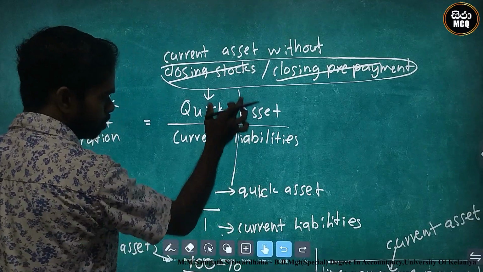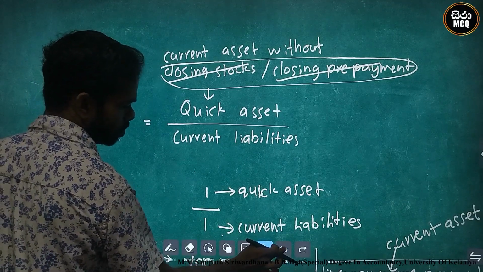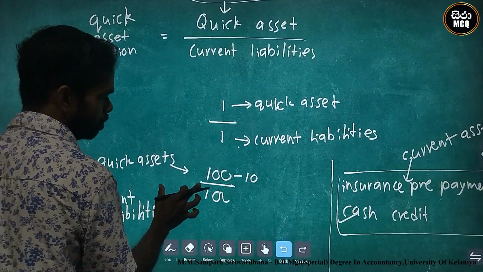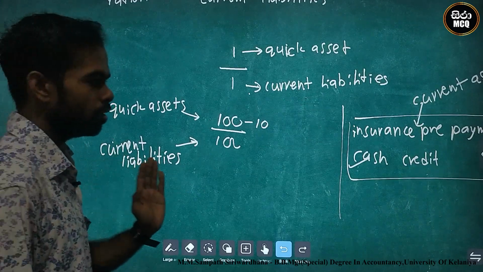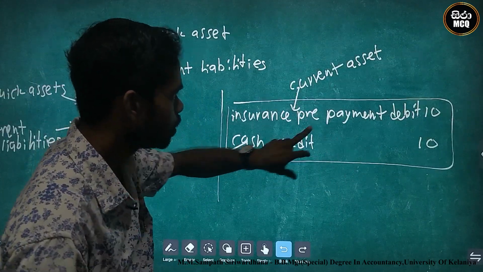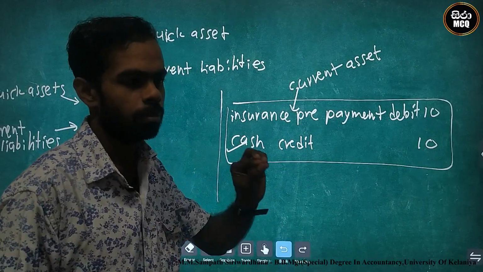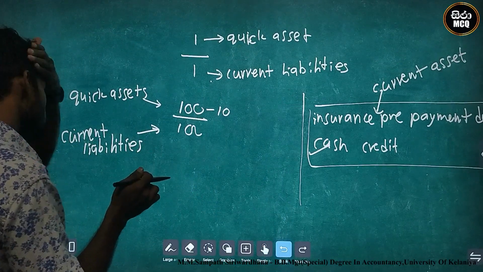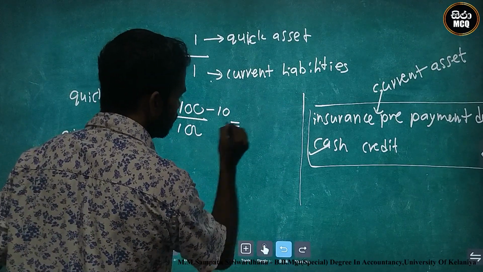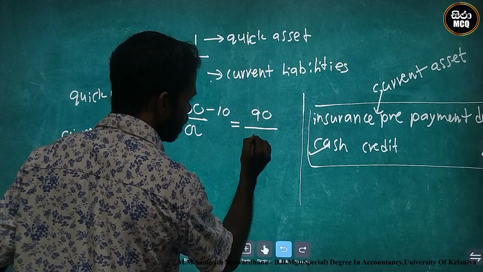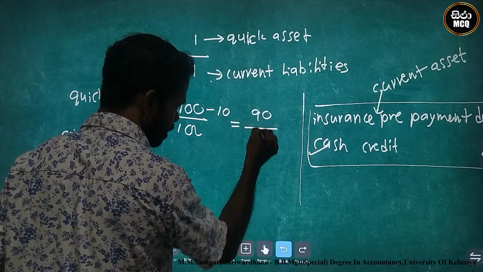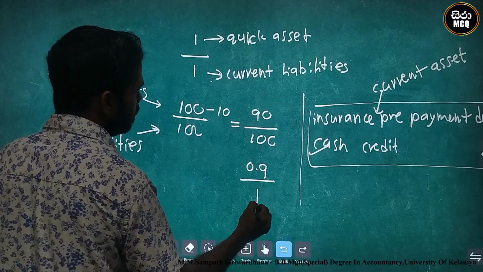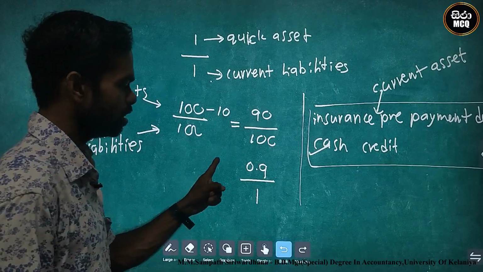Prepayments are not in the quick assets, therefore there is no impact from prepayment. Look here, what is the newly calculated ratio? This is the 90, this is the 100, divided, the new value is 0.9, previously 1.1.